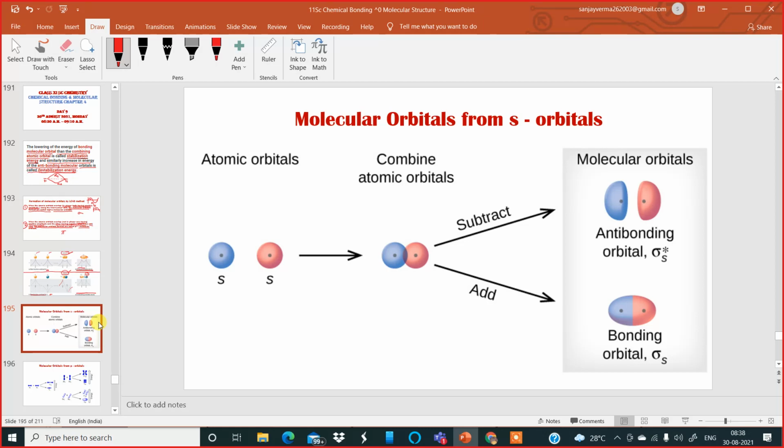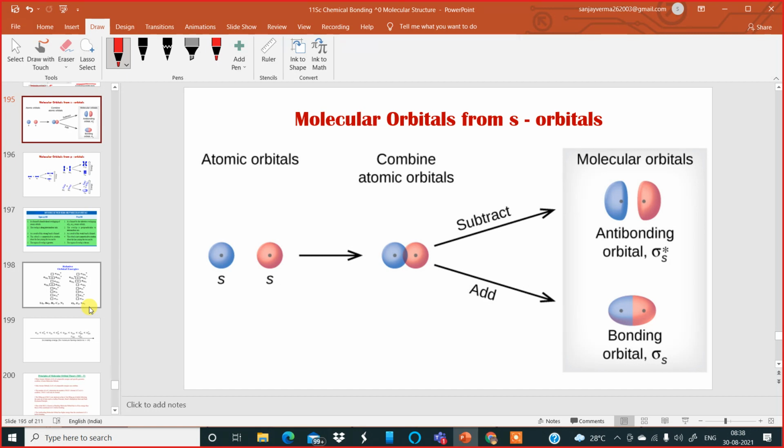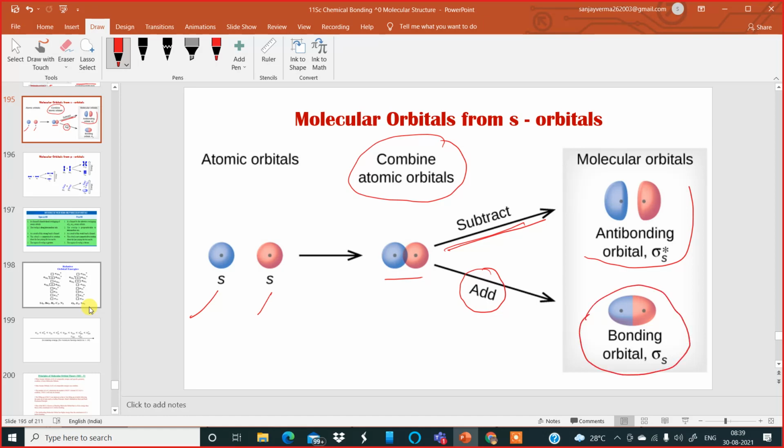Moving further, molecular orbitals from s orbitals. If you look at this slide, one s orbital and another s orbital combine. If there is a subtraction, meaning destructive interference, then it forms anti-bonding molecular orbitals. Otherwise, if there is addition of the wave functions, constructive interference, then it results in the formation of bonding molecular orbitals, sigma s. This is sigma star 1s. Whenever there is anti-bonding, remember the star is put there, sigma star 1s, and so on.